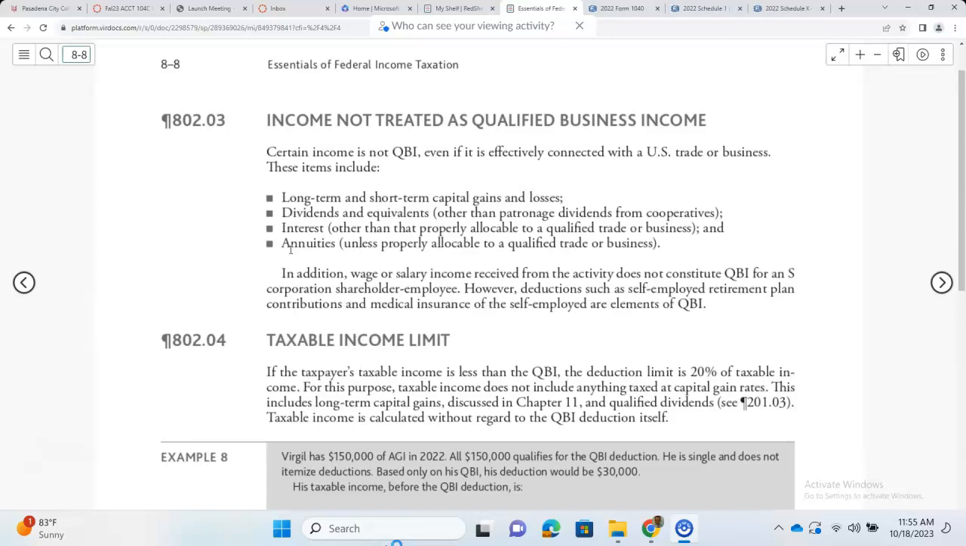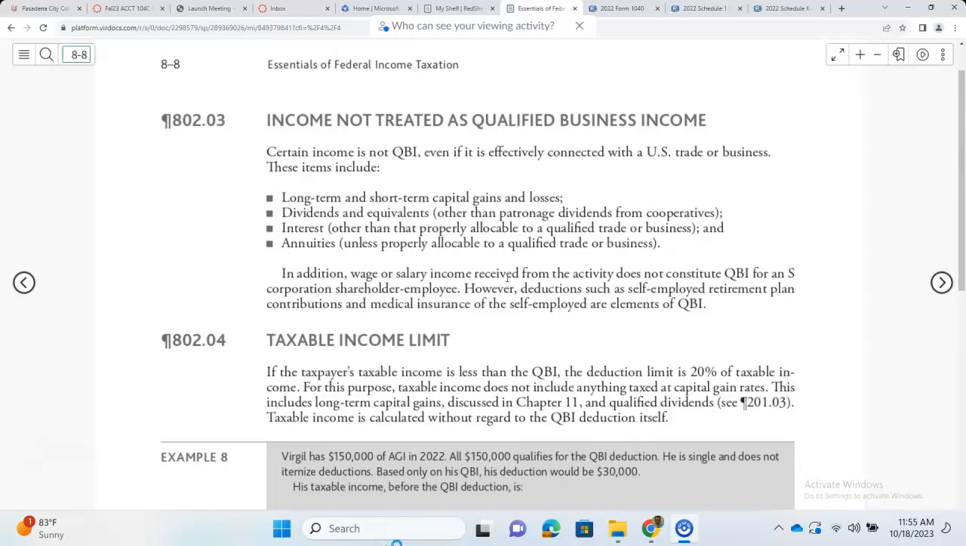So they try to have that QBI calculation specifically for your regular type of business operation, not because you have income from long-term or short-term capital gains, or you have income from dividends or interest or annuities, not those. The thing that you really work for.